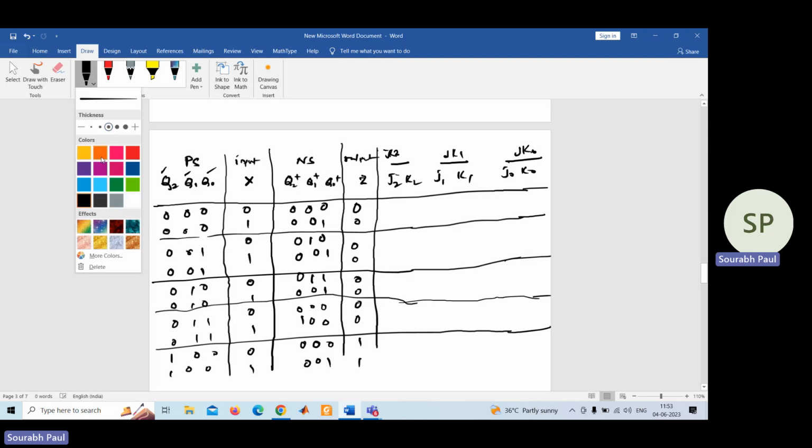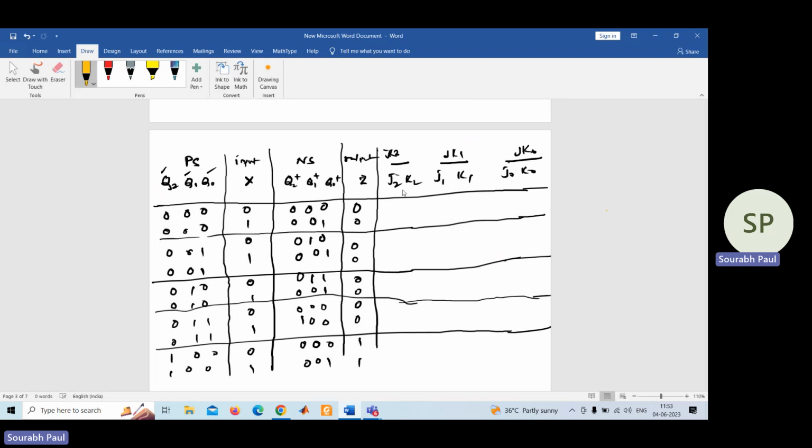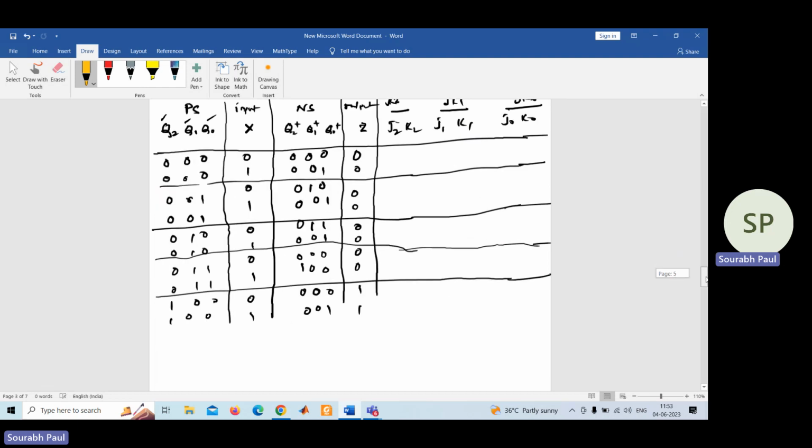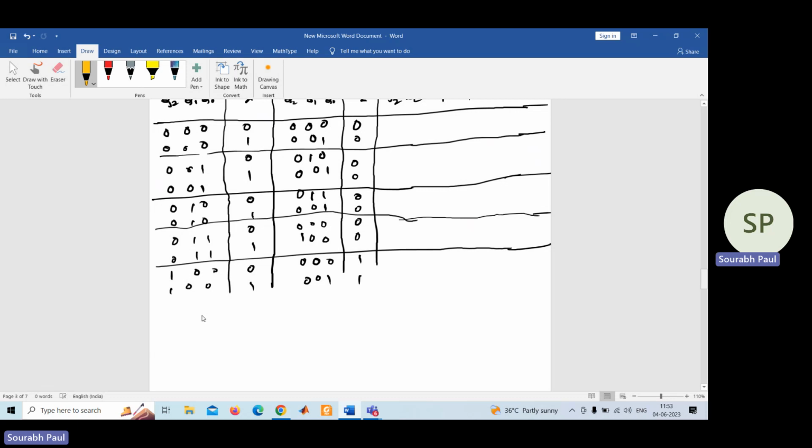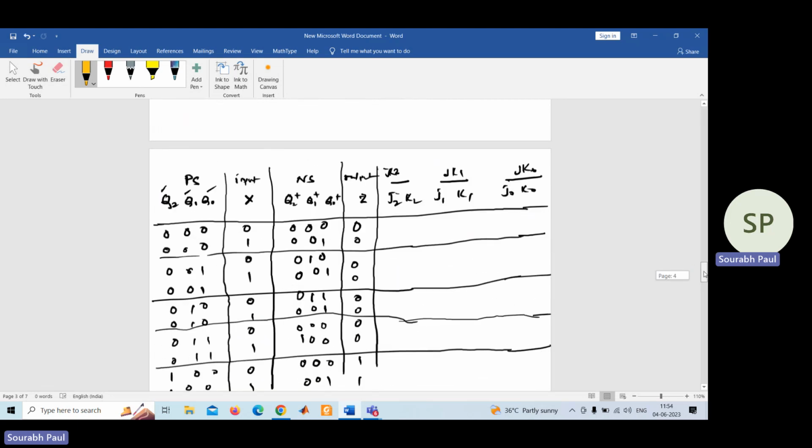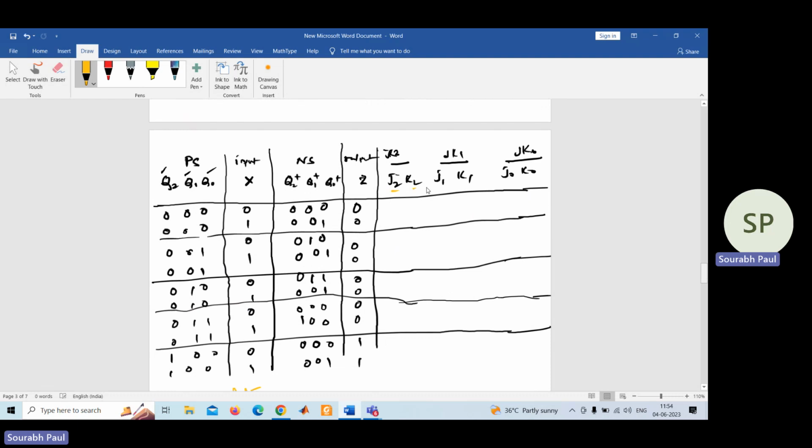After that, what do we need to do? We need to find the values of J and K for each flip-flop using the excitation table. Do you know the excitation table of the JK flip-flop? If your present state is Qn and next state is Qn+1, then you need to determine the values of J and K. Using two variables, four combinations are possible: 00, 01, 10, 11. The excitation table is 00 gives 0x, 01 gives 1x, 10 gives x1, 11 gives x0. This is the excitation table of the JK flip-flop.